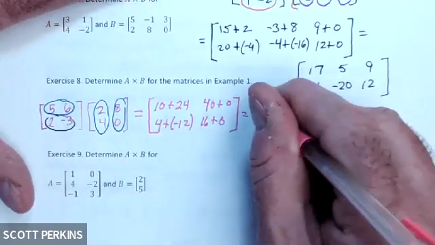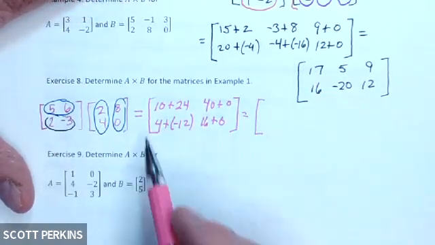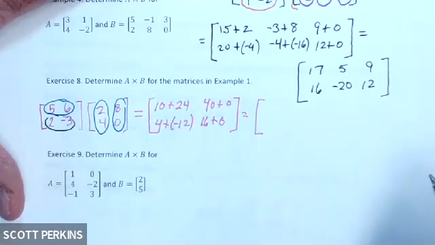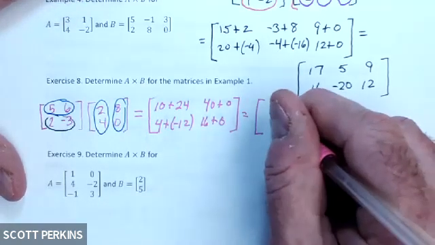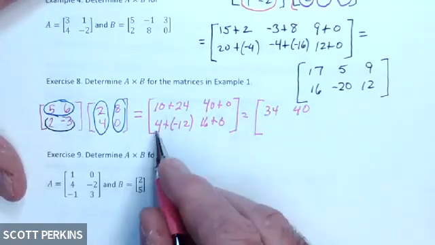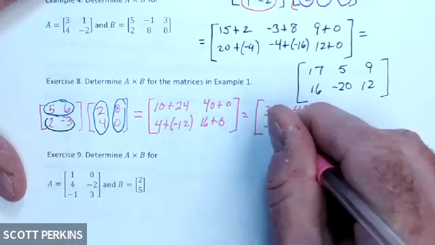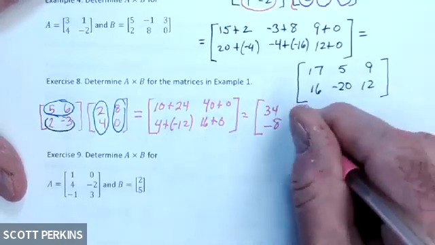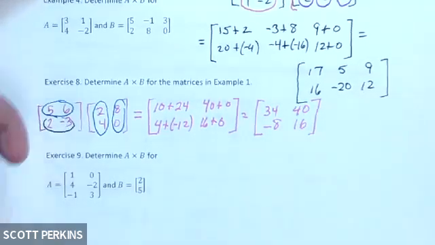So my result matrix, again, is 2 by 2. 10 plus 24 turns out to be 34. 40 plus 0 is 40. 4 plus -12 is -8. And last but not least, 16 plus 0 is 16. So there is my result.